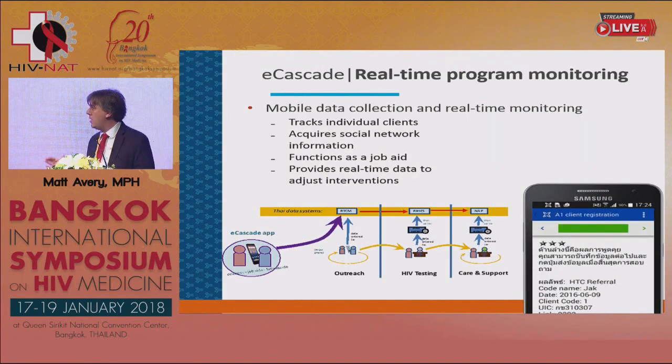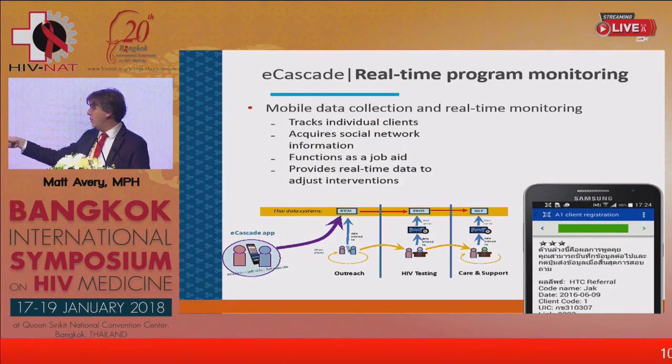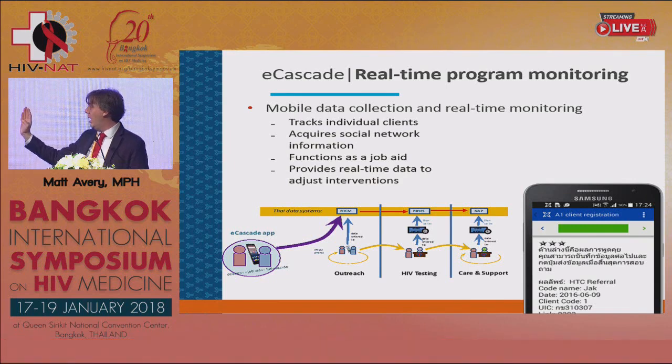Okay, the last model I'm going to share, because I'm cognizant I'm almost out of time, is in our typology, the last sort of set were uses of ICT to track HIV cascade performance and improve over time. So the model we are piloting is a platform we call eCascade, which is a real-time data collection app that lives on a smartphone. Within our program, each outreach worker has access to this app. Each HIV testing center has access to this app, and each care and support center supporting clients who are on ART has access to this app.